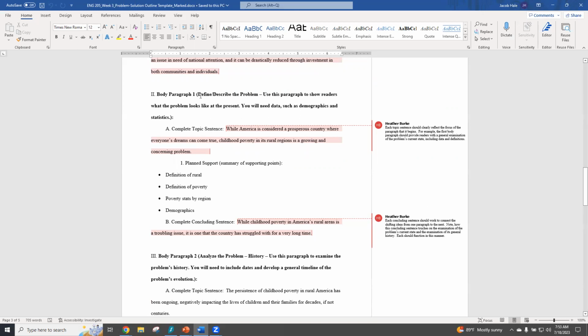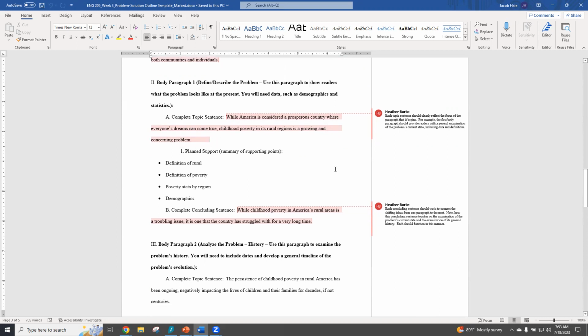Body paragraph 1 here, we're defining and describing the problem. You'll need to write out a complete topic sentence. So what is the topic sentence of this paragraph in your paper actually going to be? Please write that out. Remember, the topic sentence needs to identify what the paragraph is going to focus on, or what is the point of the paragraph.